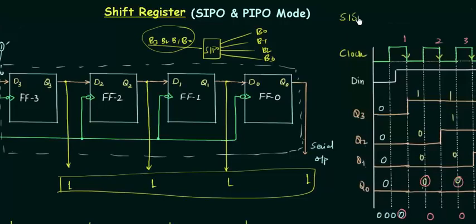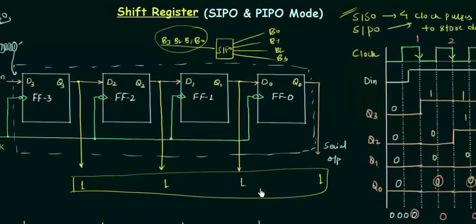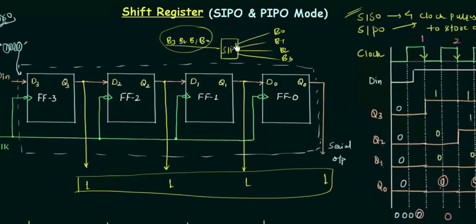So in serial input serial output we require 4 clock pulses to store the data, and in serial input parallel output also we require 4 clock pulses to store the data. But to get out the data we need more clock pulses in case of serial input serial output. So it depends upon your use. It is not like we don't use serial input serial output. It is required for some particular operations, whereas SIPO, serial input parallel output, is required for some other particular operations.